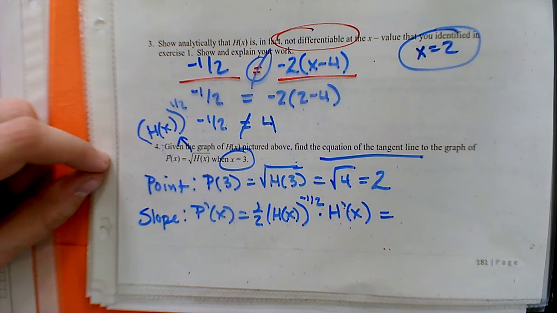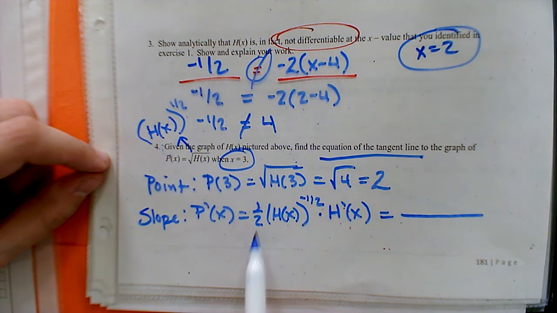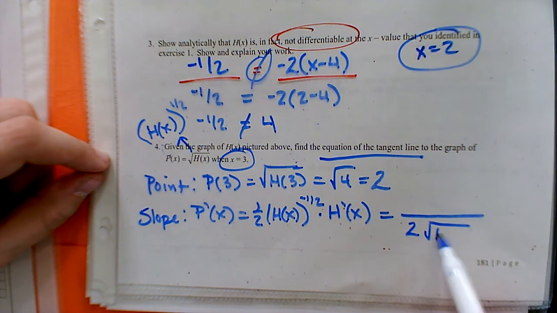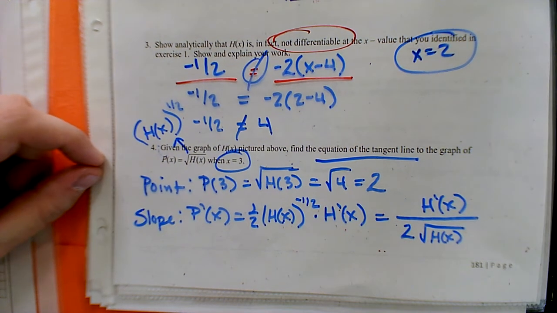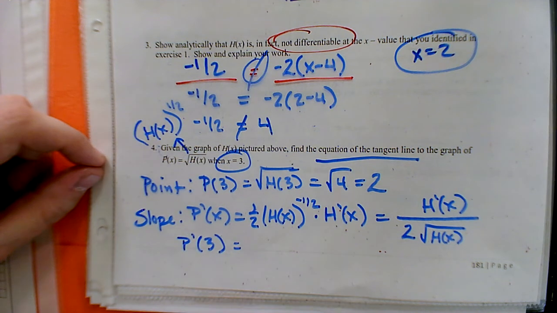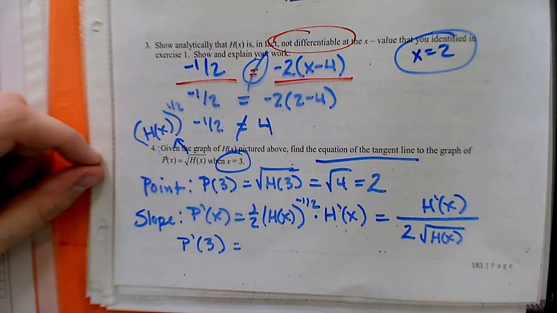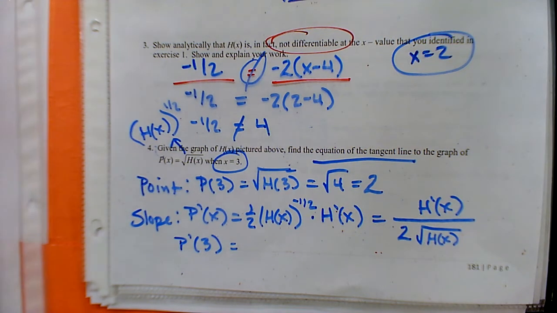If you want to simplify it, reorder things, that's fine. We do have a negative exponent, so something's going to move to the bottom of a fraction. Looks like we have a 2 already in the denominator, we'll have a square root of h of x down below, but then h prime is left up top. All right, so let's go ahead and plug in 3 to get our slope value. If you were to plug in 3 into the derivative, what would you get?